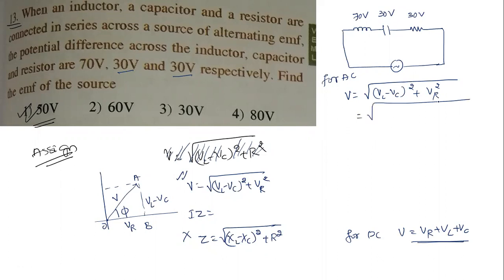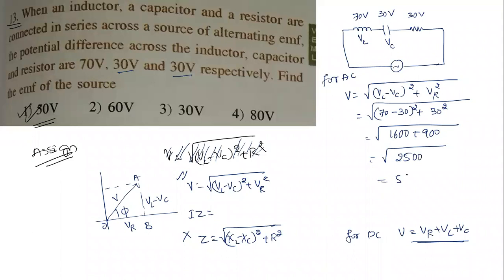So let us insert these values now. VL, the voltage drop across the inductor, is 70, minus VC, the voltage drop across the capacitor, 30, whole square, plus VR, the voltage drop across the resistor, 30 square. It becomes the square root of 70 minus 30, which is 40. 40 square is 1600, plus 30 square is 900. So it becomes the square root of 2500, which is 50.